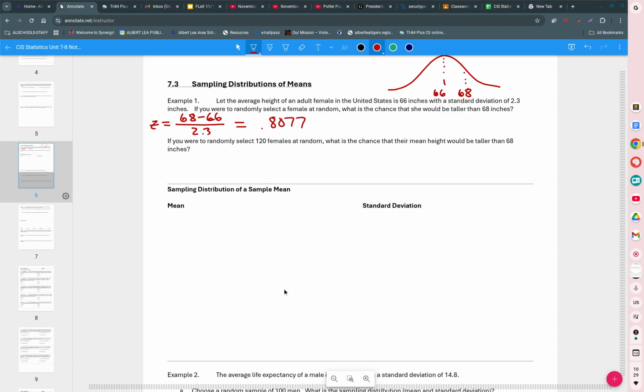That is the area to the left. I'm wondering the probability that she would be greater than 68 inches. That is the probability to the right. How do I figure that out? 1 minus 0.8077, and I get 0.1923. Old hat, we've done before, right?